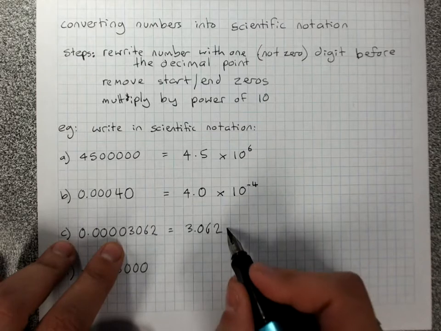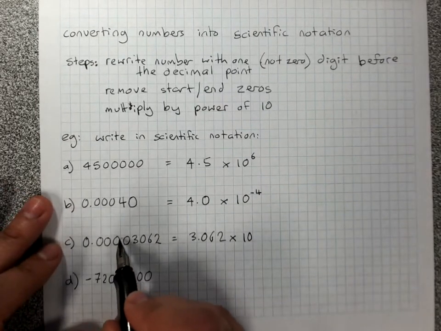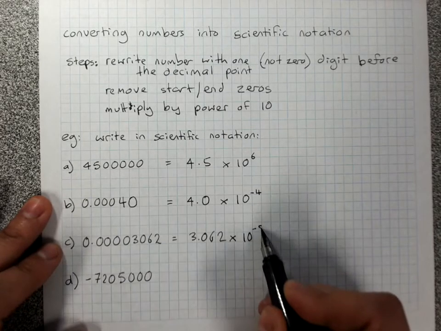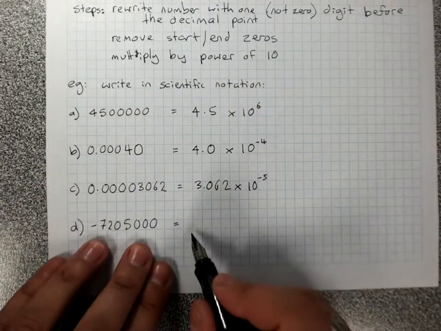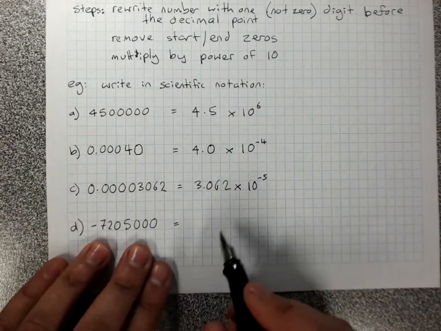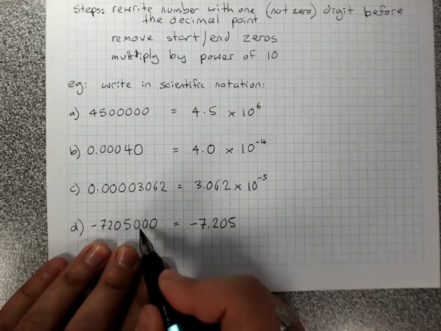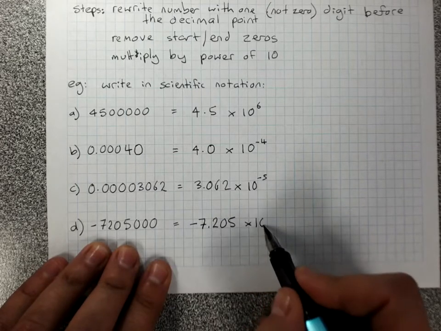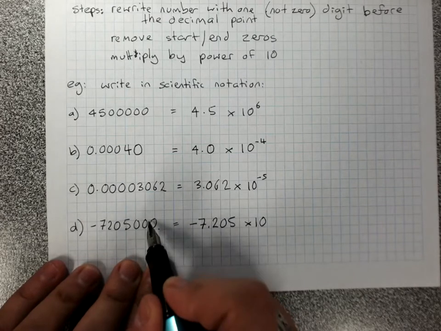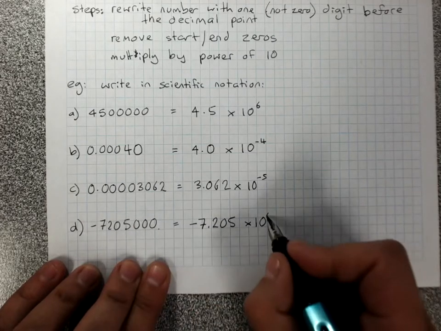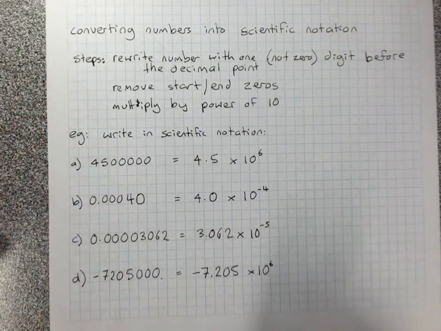Another small number. Count how many places I moved the decimal point: 1, 2, 3, 4, 5. Negative 5. A negative number. This is not the same as a negative power. This is just a negative very large number. Negative 7.205. Don't need those last zeros. Times 10 to the power. How many times did I move the decimal point? The decimal point was there. 1, 2, 3, 4, 5, 6. Large number, positive power. So that is scientific notation.